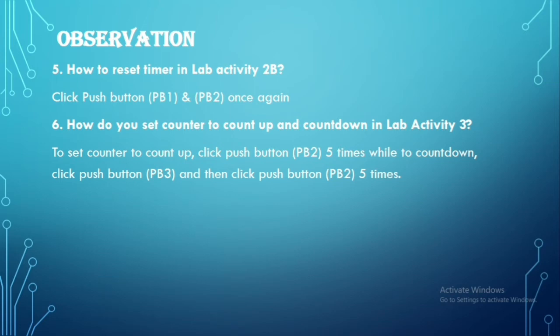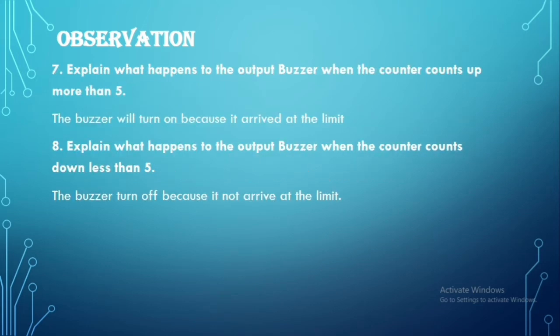Okay, for question 6, how do you set the counter to count up and count down in lab activity 3? To set the counter to count up, click push button PB2 5 times, while to count down, click push button PB3 and then click push button PB2 5 times.